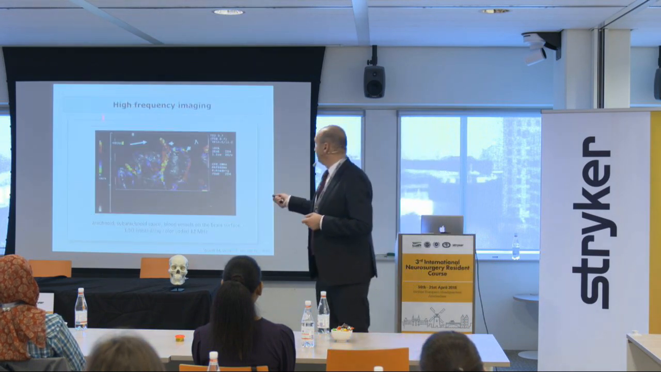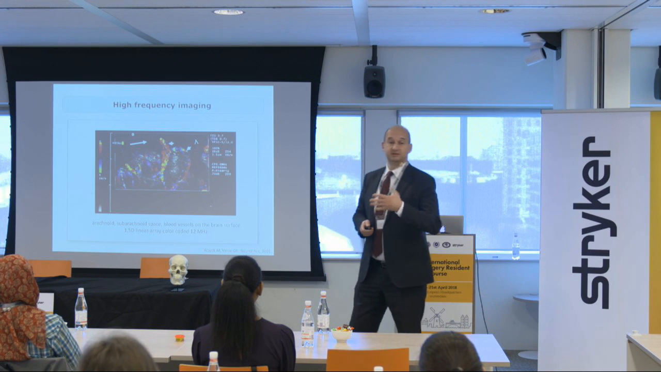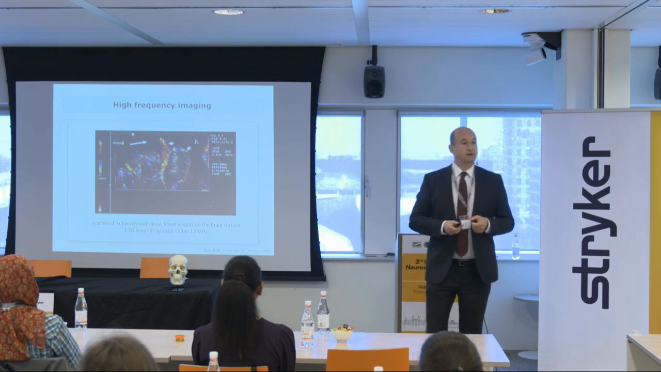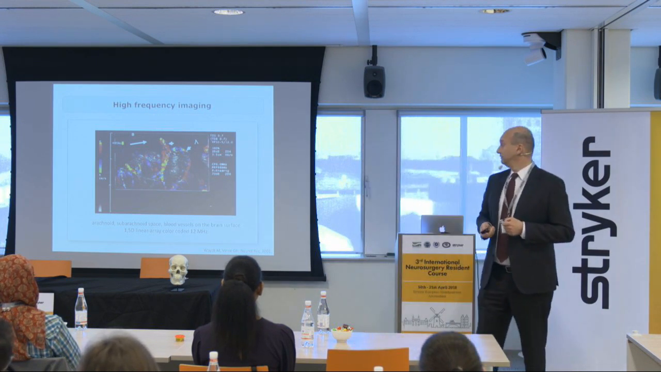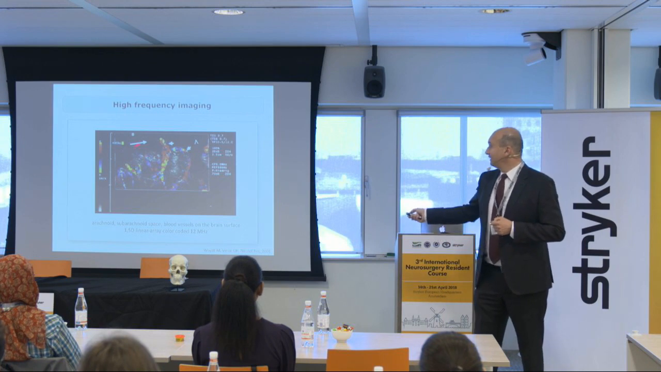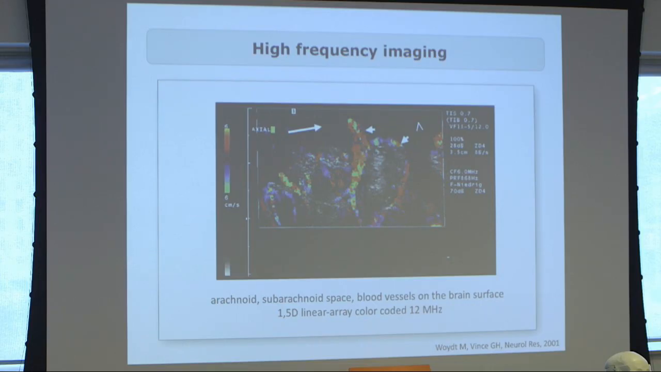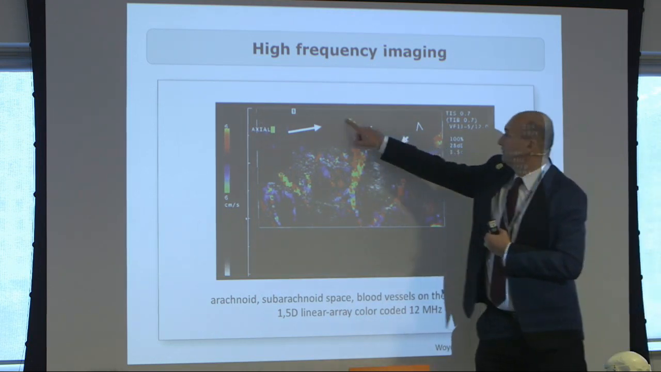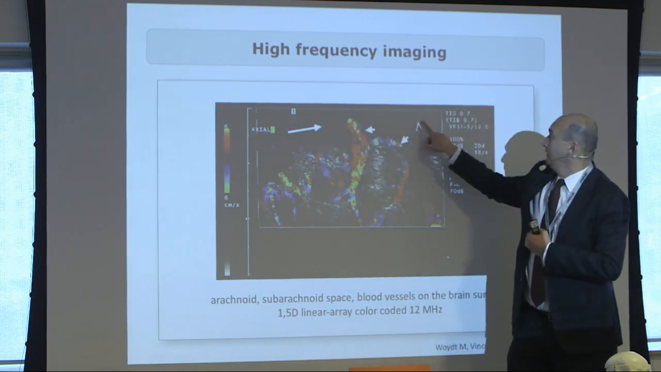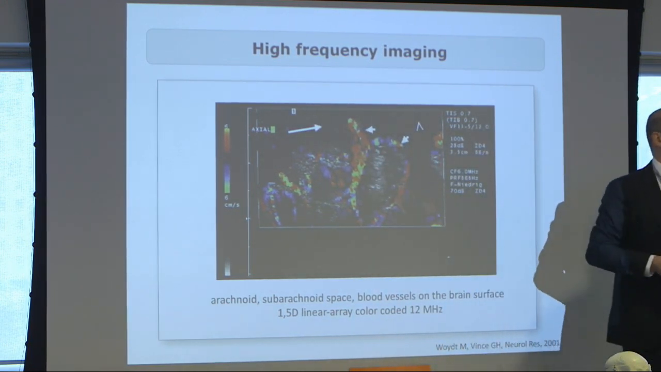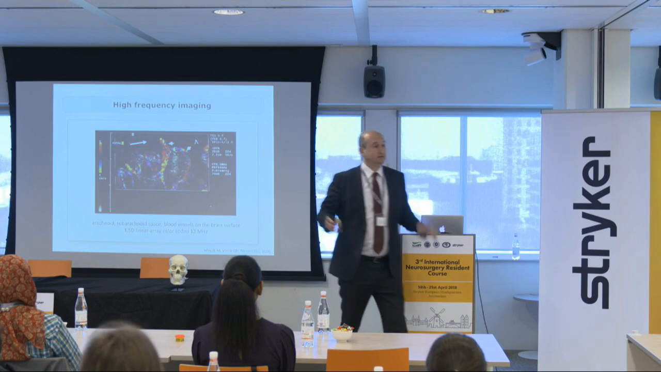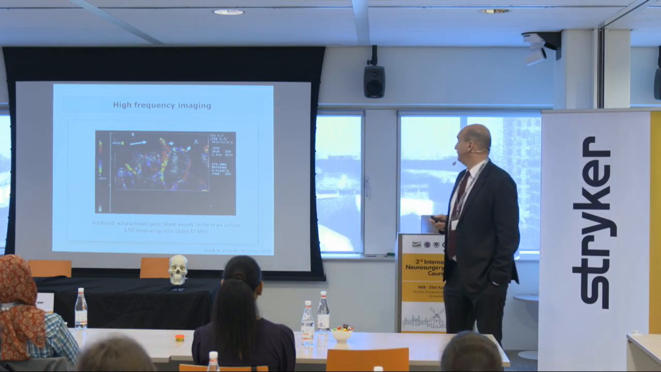This is one of our early images here, scanning at a very high frequency, just to show you how much detail you can actually get out of such an image. This is the brain surface here, scanned at 12 megahertz, and this is a subarachnoid space. You can see the arachnoid membrane along here, and the blood vessels within the subarachnoid space. So fantastic resolution and image detail.